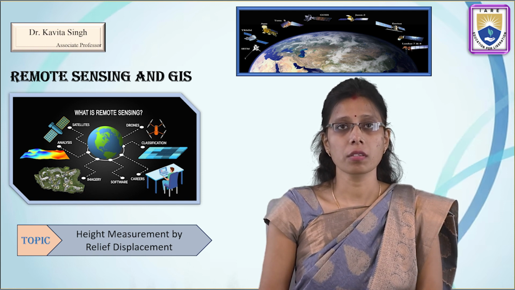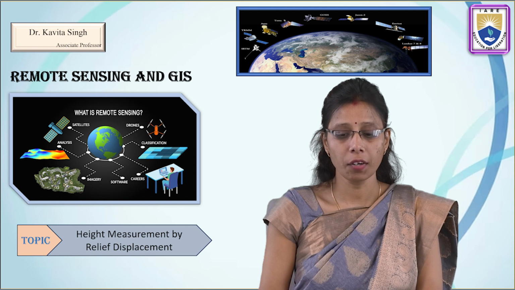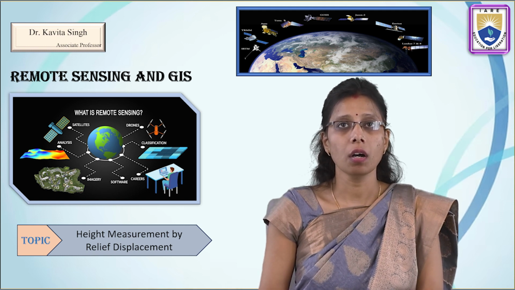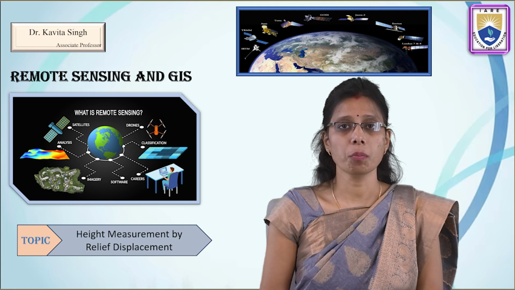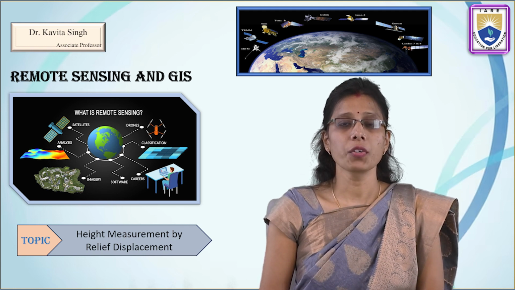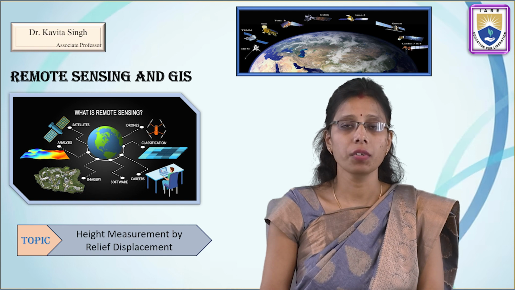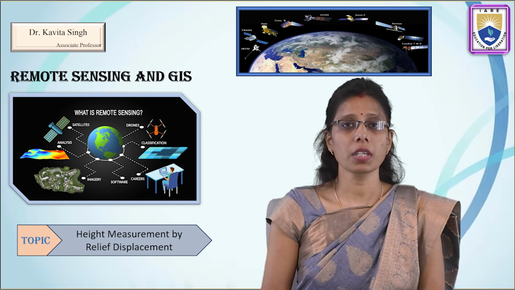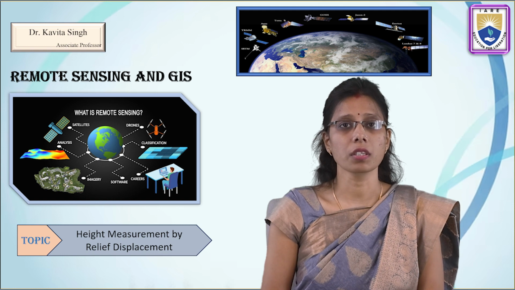Today we are going to discuss a topic called height measurement by relief displacement. So, how can we determine the height of an object through an aerial photograph? When you take an aerial photograph, a vertical photograph or an oblique photograph, with the help of these photographs, how are we able to measure the height of a building or the height of an object?